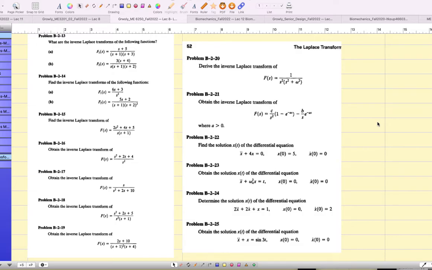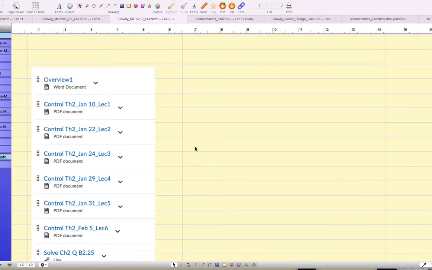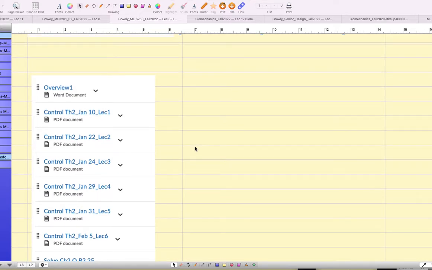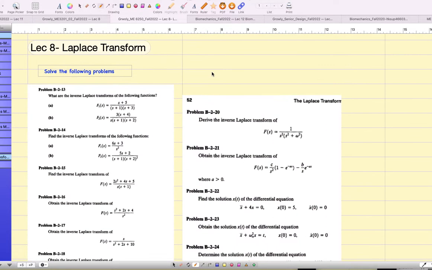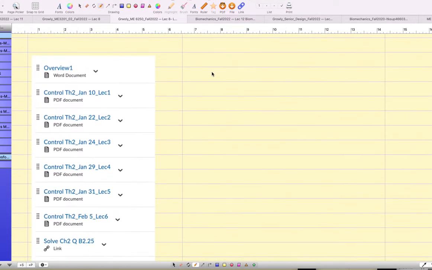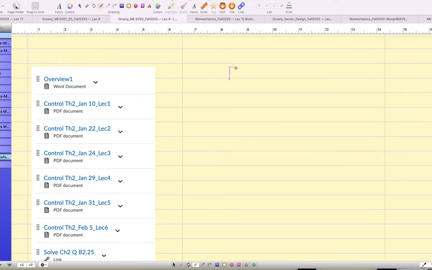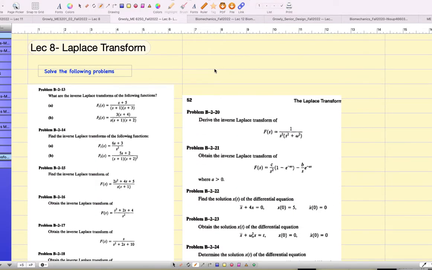And this is, let me write down the question here. This is the question. F1s. So if you see this, we have to find out the inverse Laplace transform.